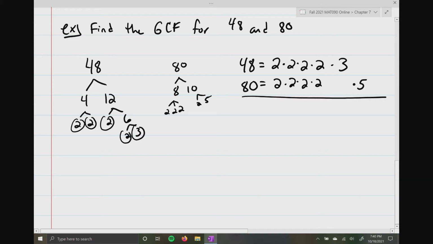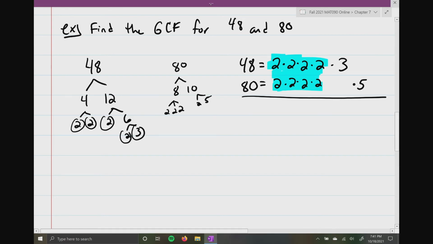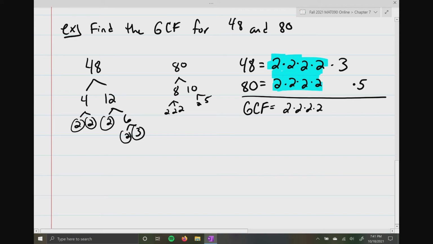And remember, all we're concerned with here are numbers that overlap. That's why organization is so crucial in this. So here are the numbers that overlap. And that's it. So our GCF is going to equal 2 times 2 times 2 times 2, or the GCF equals 16.